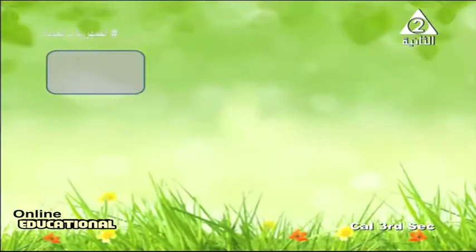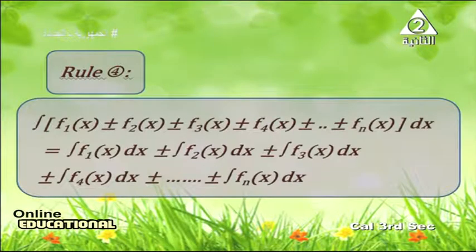Rule number 4: integration of f1 of x plus or minus f2 of x plus or minus f3 of x plus or minus f4 of x, plus or minus up to fn of x, dx. The integration equals integration of the first function f1 of x dx, plus or minus integration of the second function f2 of x dx, plus or minus integration of the third function f3 of x dx, up to integration of fn of x dx, which is the last term.